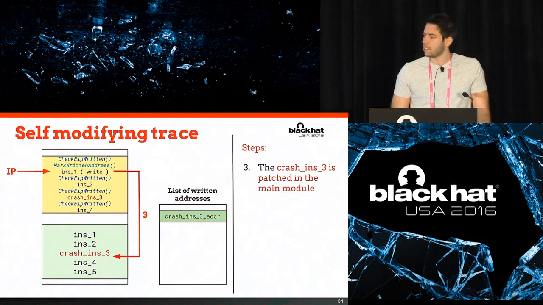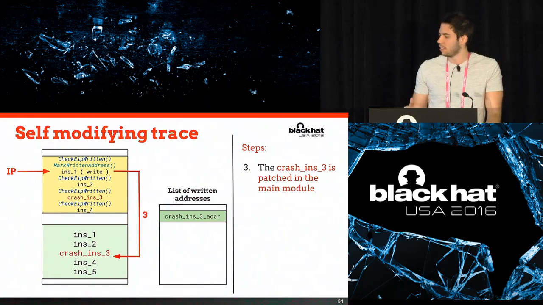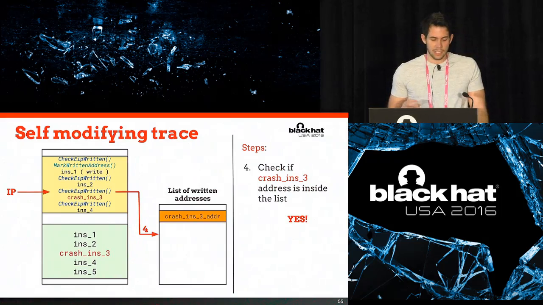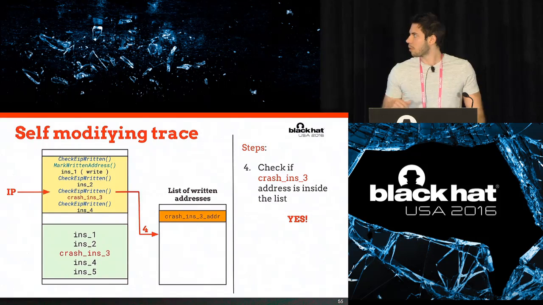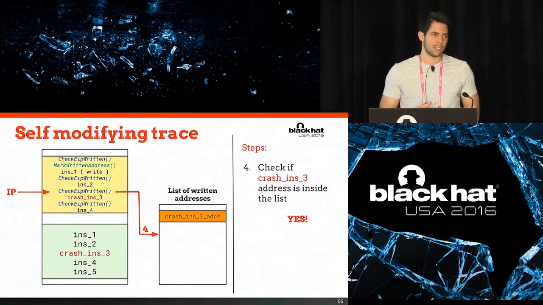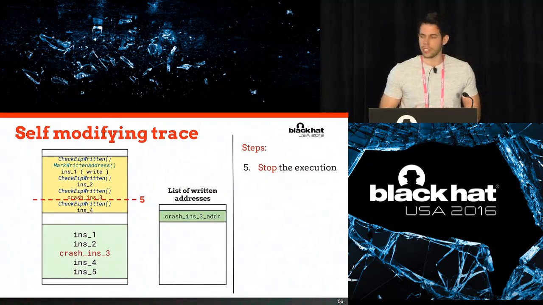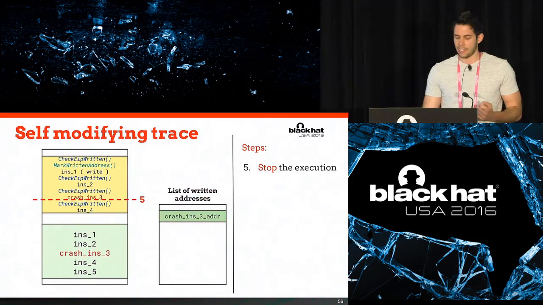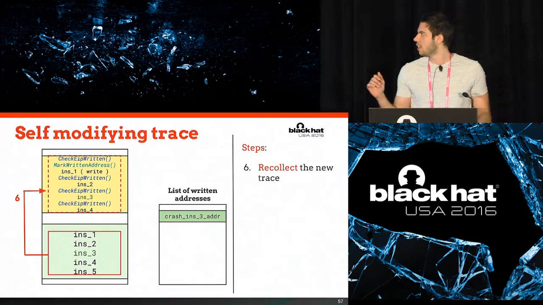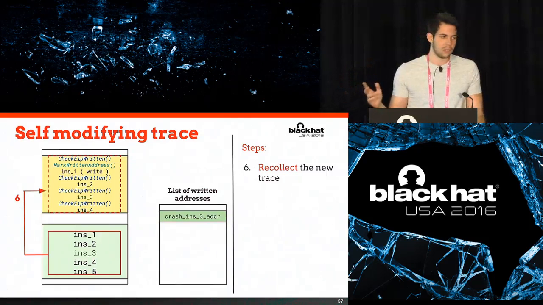Then the operation is executed as before and the problematic instruction is patched in the main module. But before the execution of the problematic operation, our analysis routine can correctly detect that the instruction pointer has been overwritten before. So instead of continuing the execution, we force PIN to break the trace and collect a new one from the main module. The resulting trace is the one that would have been executed without PIN on the binary.